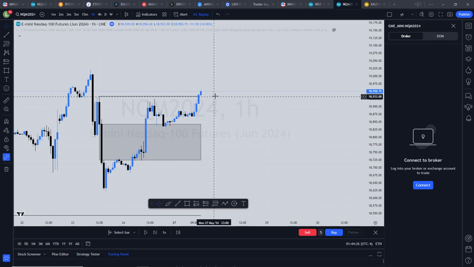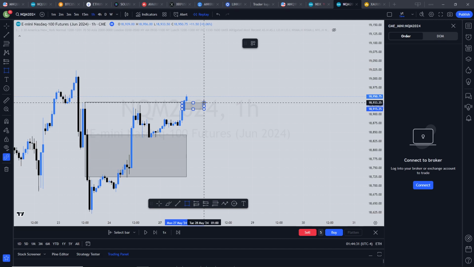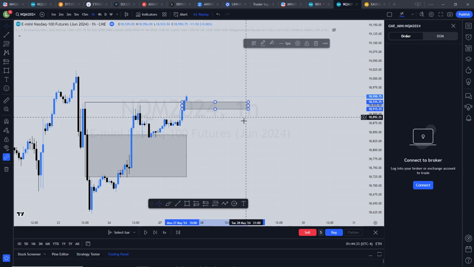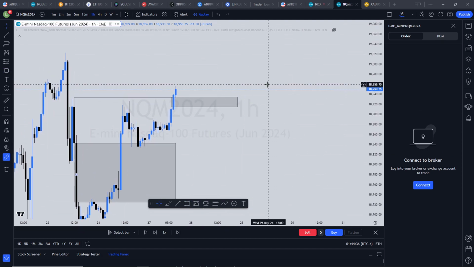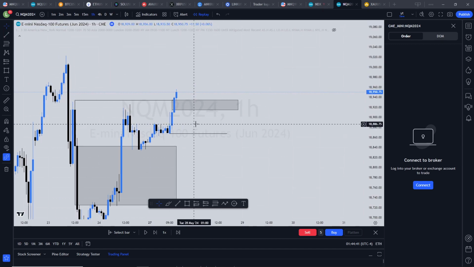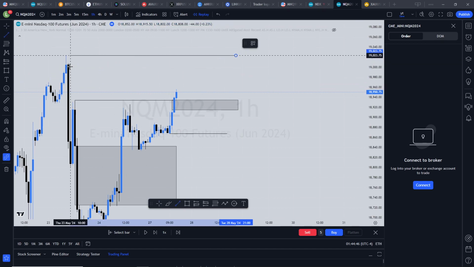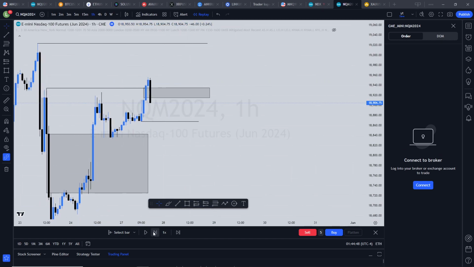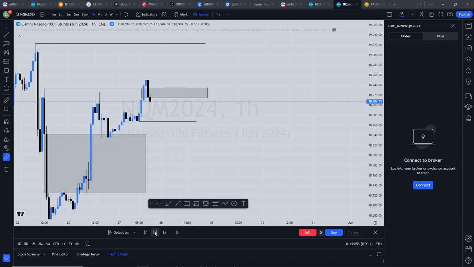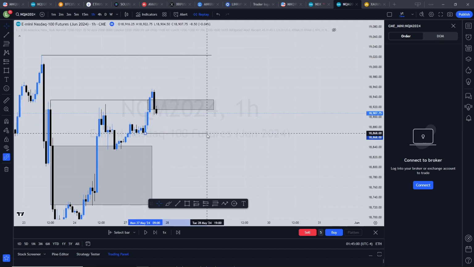Now, since we took out our liquidity, what would I be looking for? We do see this fair value gap right here. Now, again, I'll be waiting to see the reaction to this, but we have this swing low here and this high up here. Now let's see what happens. You see, we don't exactly inverse it yet. And then boom, we inverse it. So I'd be looking for shorts until we get down to here, until we get to this liquidity.